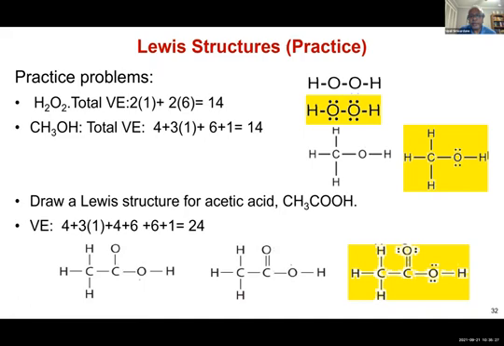Eight is already used up for bonding. How do I get 8 bonding? 1, 2, 3, 4, 5, 6, 7, 8. There are 4 remaining electron pairs. 12 minus 8 is 4. So they are put on the oxygen here as lone pairs. So that's how you get the Lewis structure of these molecules.